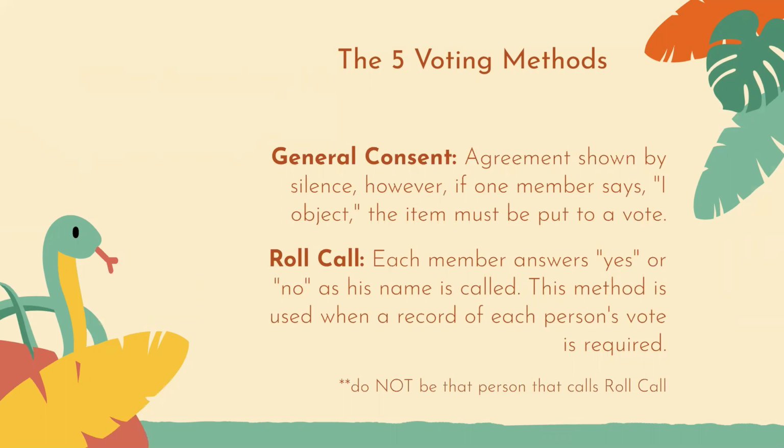And then the last one, roll call. Each member answers yes or no as his or her name is called. This method is used when a record of each person's vote is required. You'll see there at the bottom, do not be that person that calls roll call. So again, if in your voice vote you didn't think that there was a pretty defined line as to where the votes were, one person may yell division, one person may move for a roll call.